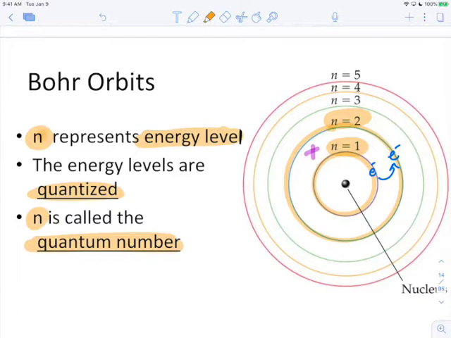So n does represent the energy level, and later on we will call n the quantum number. It will be the first of 4 quantum numbers that we deal with. But any questions here so far about anything, including the electrons jumping up, or the idea that these energy levels are quantized, meaning that you cannot hang out in between energy levels?